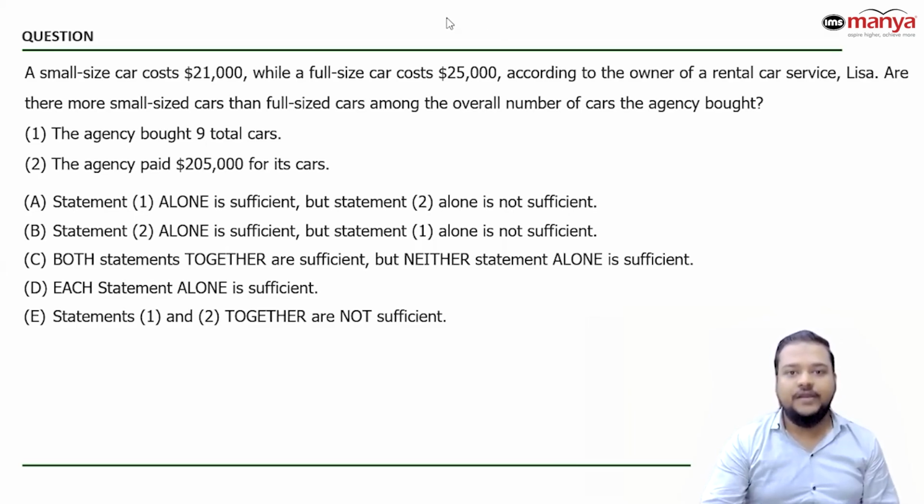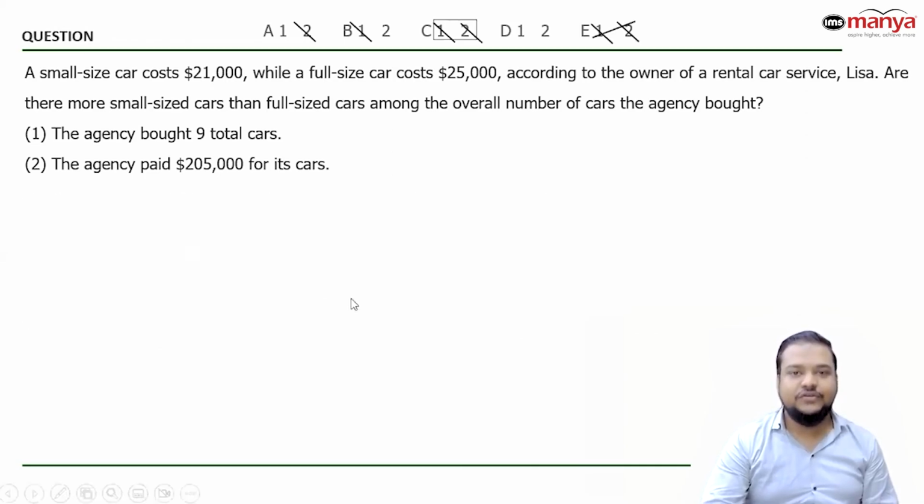If you observe option A, option A will be correct when statement 1 alone is sufficient, but statement 2 alone is not sufficient to answer my question. Option B will be correct when statement 1 alone is not sufficient, but statement 2 alone is sufficient. Option C will be correct when neither statement alone is sufficient, but after combining, they become sufficient. Option D will be correct when both the statements alone are sufficient to answer the question. Option E will be correct when neither statement 1 is sufficient, nor 2 is sufficient, and neither after combining they are sufficient. Let's focus on the question.